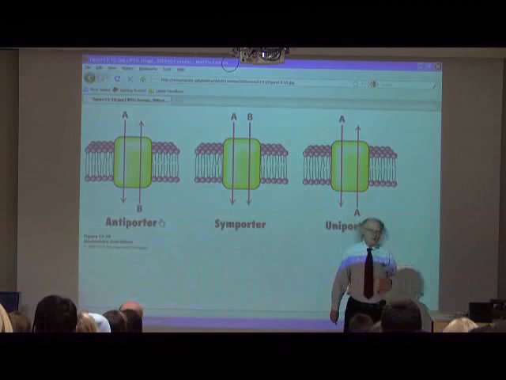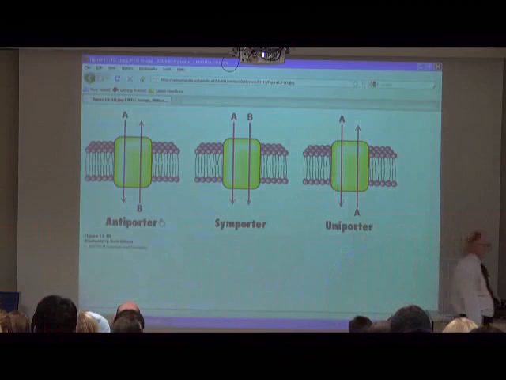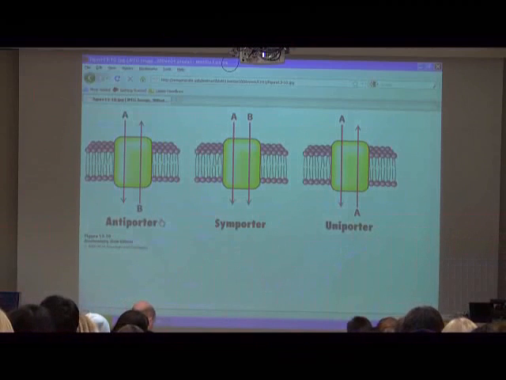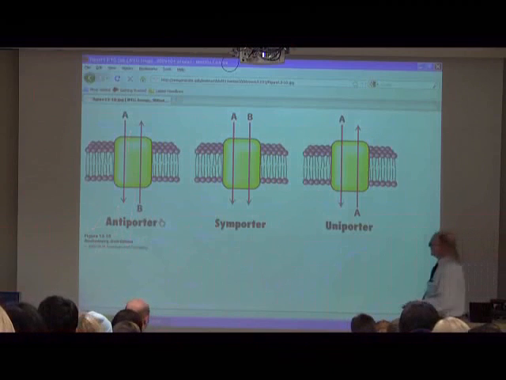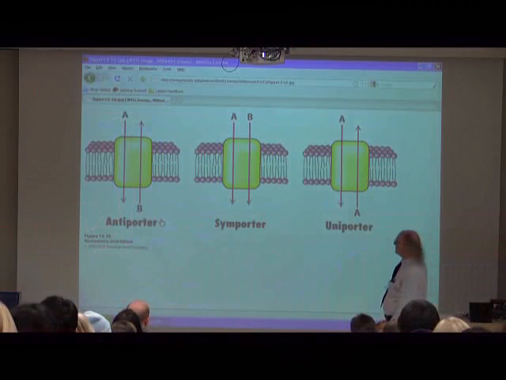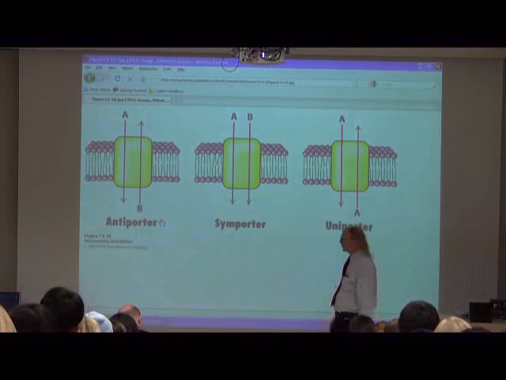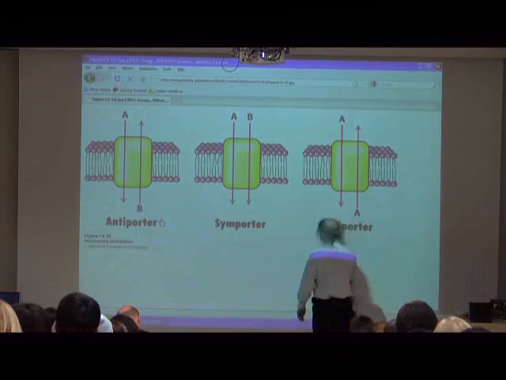Terms relative to movement of materials across the membrane. Okay? An antiporter is a transport protein that moves molecules in opposite directions. One direction, the other direction. That's an antiport or an antiporter. You hear the same thing.